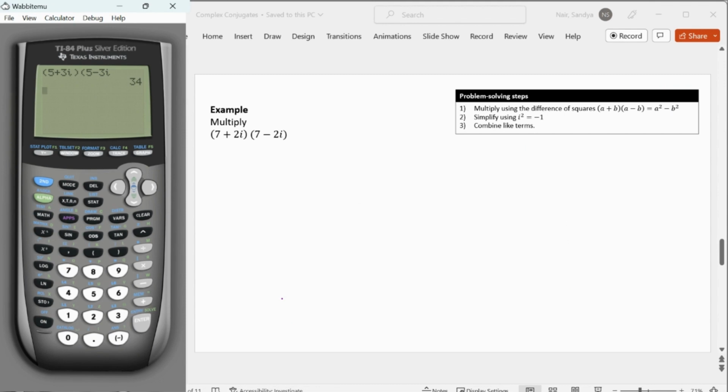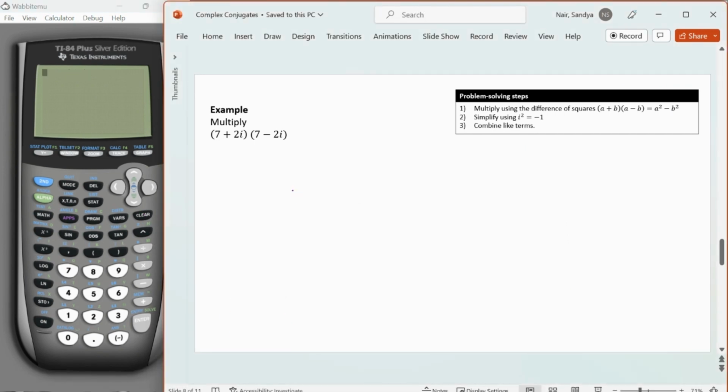Let's practice by multiplying 7 plus 2i times 7 minus 2i. Since these are complex conjugates, I know that this is a plus b and then we have a minus b, so I can turn that into a squared minus b squared. In this case, 7 squared minus 2i squared. 7 squared is 49. And then we have minus 2 squared times i squared, because both of those terms get squared.